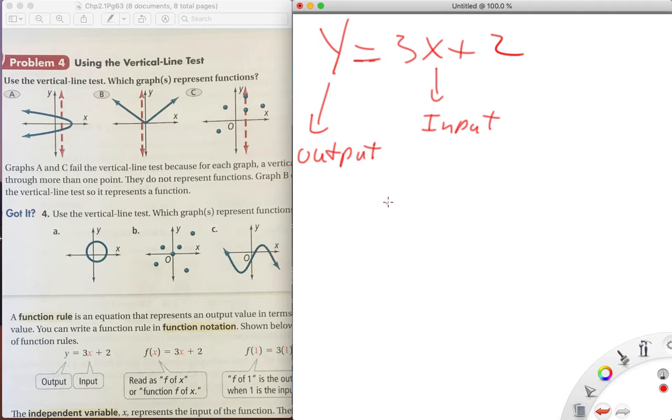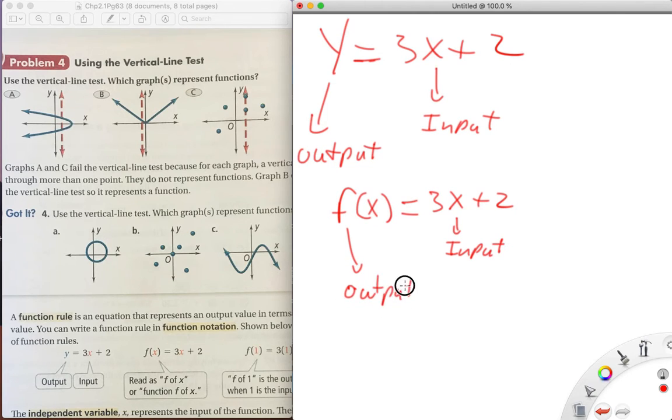Well, with function notation, we're going to take out the y, and instead of y, we're going to call it f of x, where we have a lowercase f and an x in parentheses. And that is going to be our output. And our input still goes in right here. So this is my input, and this is my output.